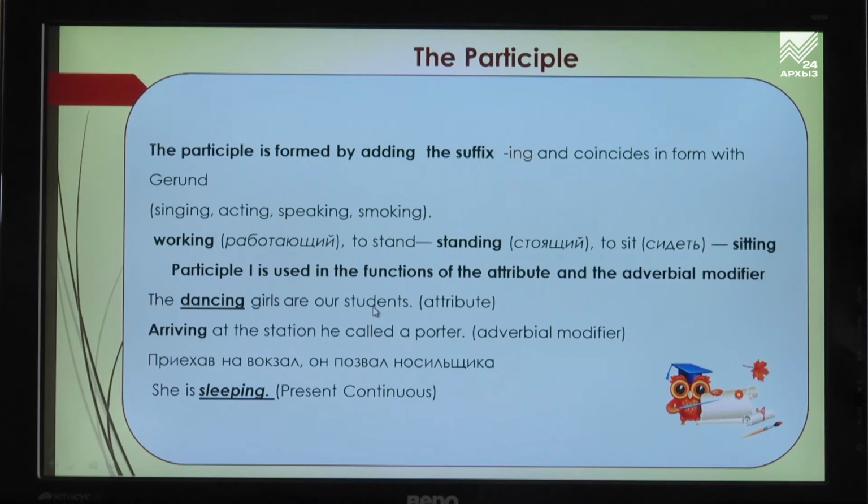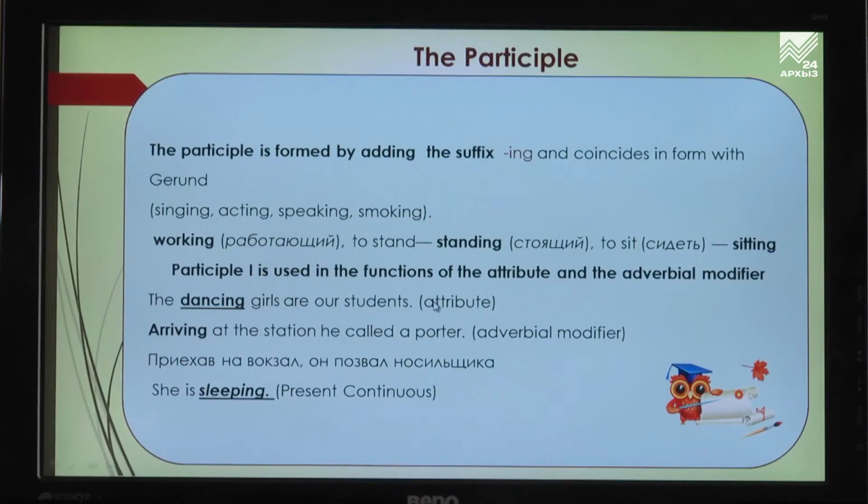Practically all the verbs, except the modal verbs, can have such suffixes in the English language. They are translated поющий, действующий, говорящий and so on, работающий. Participle one is used in the functions of the attribute and the adverbial modifier. Причастие 1 может употребляться в функции определения и обстоятельства, разных обстоятельств.